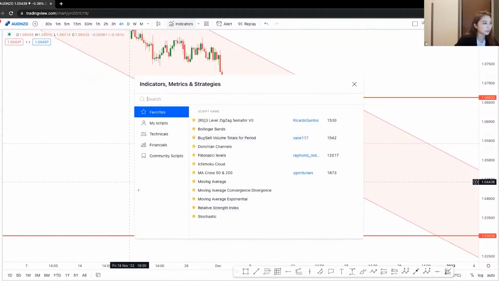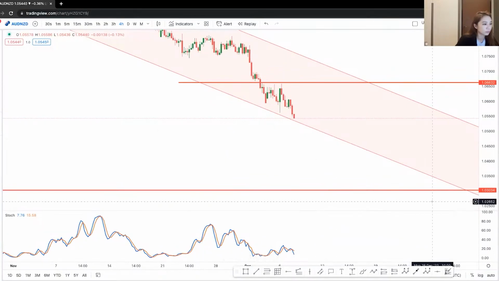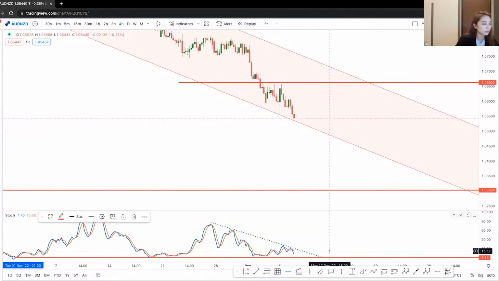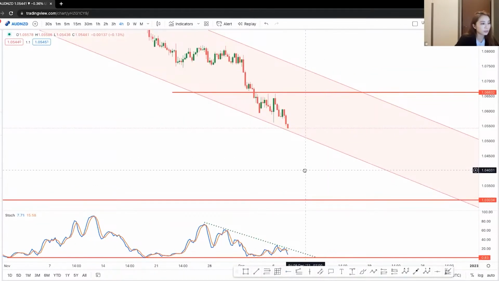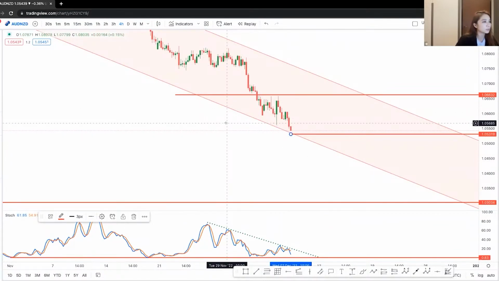Let's take out stochastics first because I want to see is there any chance of divergence. No chance of divergence. We are still looking at a downward sloping even on the stochastics and a lot of close support levels. However, I do see that there's a chance for a small bounce up. However, I don't think it is worth the risk.